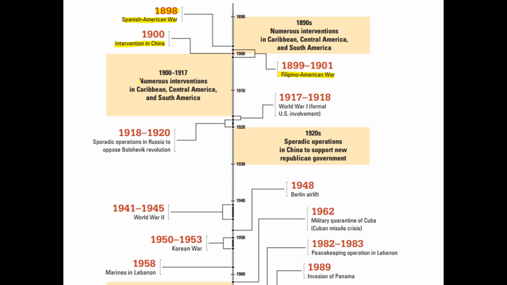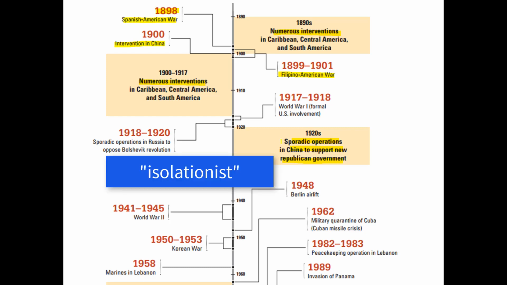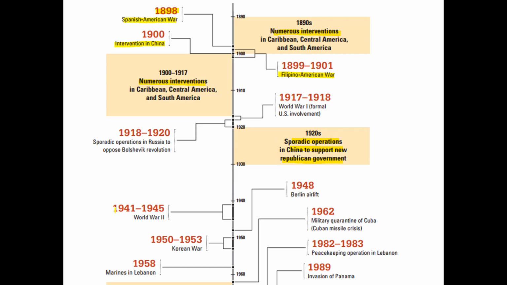So it didn't go very well. We had numerous interventions in that period, primarily prior to World War I, some imperialist type of interventions, and then after World War I, that was downplayed quite a bit. We did have some sporadic operations in China to support a new Republican government there in the 20s. We were quite isolationist in the 20s and the 30s, and it wasn't until December 7th, 1941, that this literally changed overnight, and we got involved in World War II.